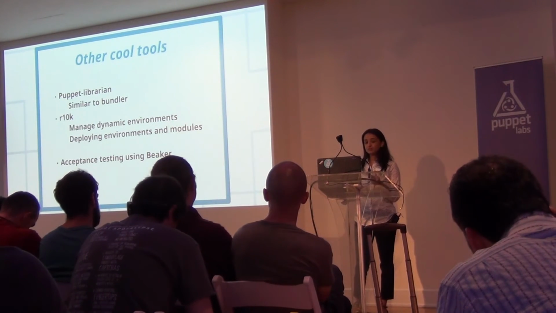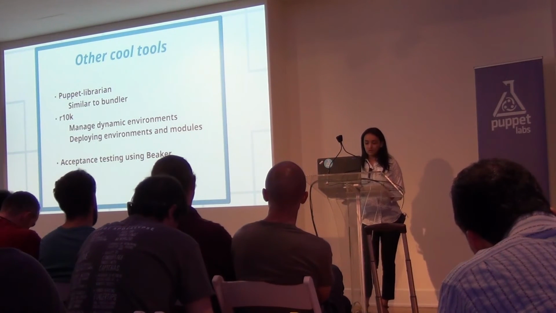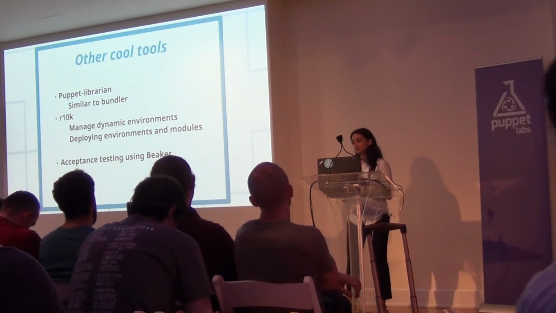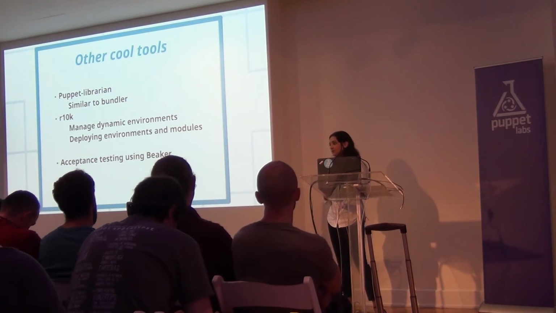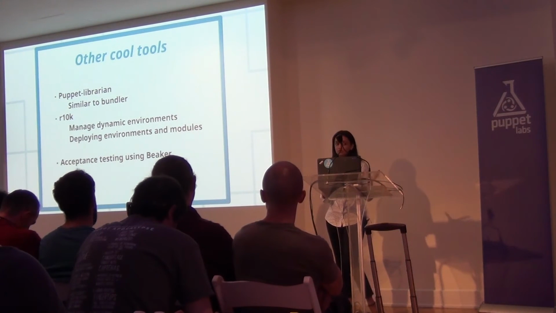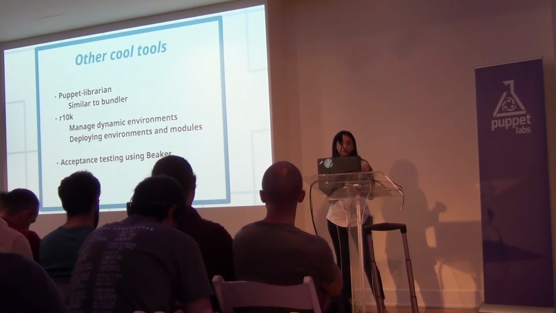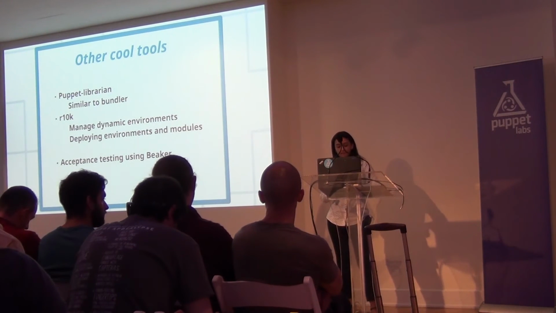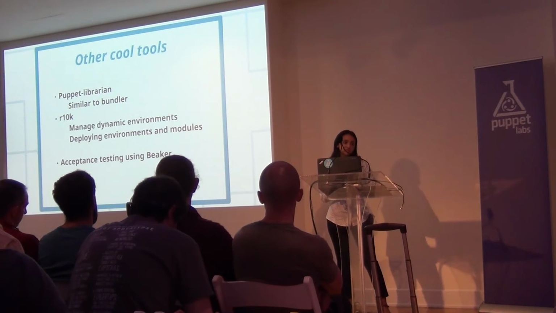And you can use it in combination with R10K. R10K is used to manage dynamic environments. It can be used to deploy environments and modules. You can have certain environments running certain modules, and you can lock down module versions to those environments using Puppet Librarian. And for acceptance testing, you can use Beaker.